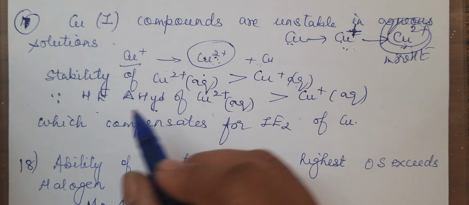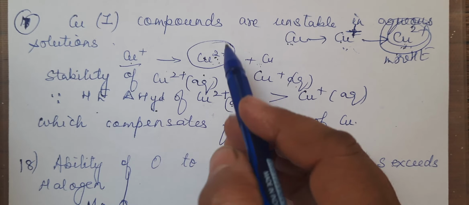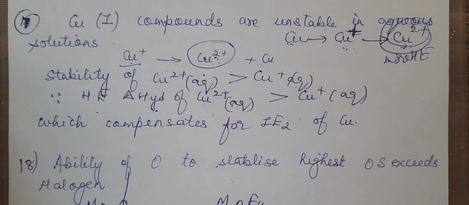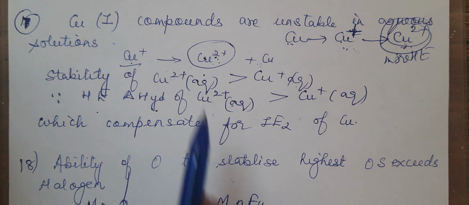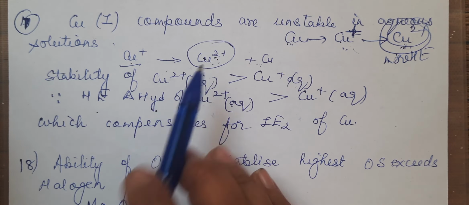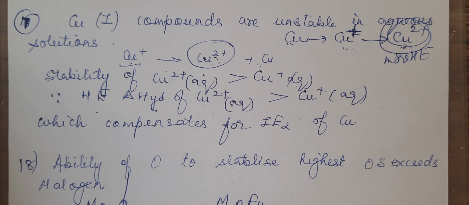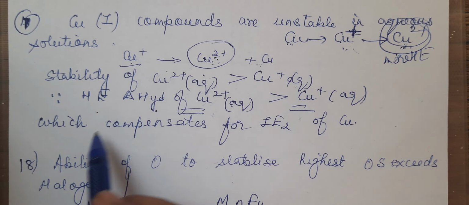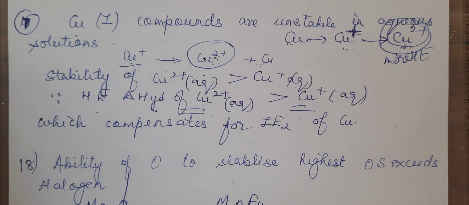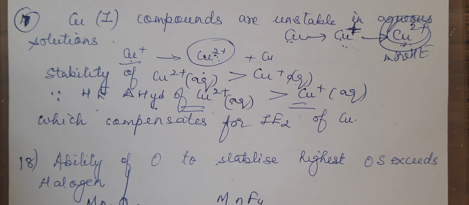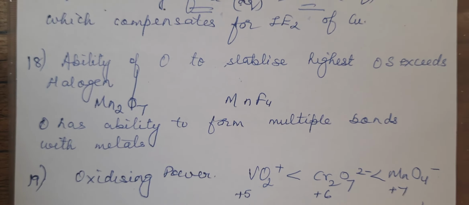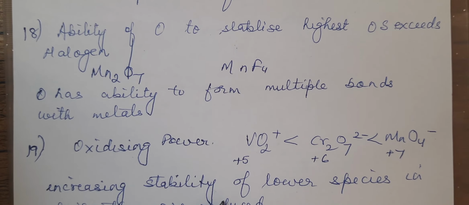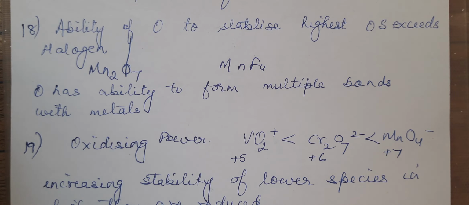Right? So if you are comparing Cu+, say why it is going and forming Cu2+, in terms of ionization, this fails. But still it is being formed. That means its hydration energy is very high. And that too in aqueous solution they are saying. So you will write higher hydration energy of Cu2+ over Cu+ compensates for the higher second ionization energy of copper. Next question. Ability of oxygen to stabilize the highest oxidation state exceeds halogen.